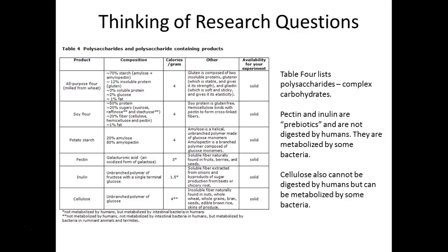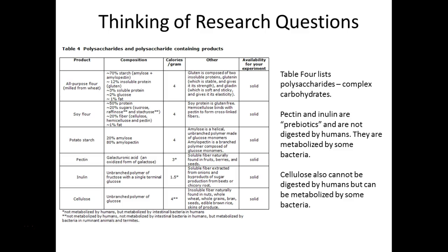Okay. And there's some information here about glutens. You might be interested, especially if you have been diagnosed as being glucose sensitive or gluten sensitive. Soy flour is a little bit different, has a lot more protein in it, and it has a variety of sugars in it. Then there's potato starch. Potato starch has amylose and amylopectin, just like the starch in all-purpose flour.